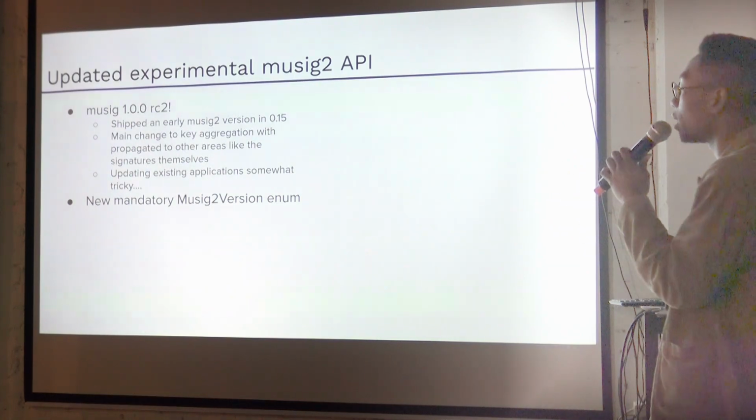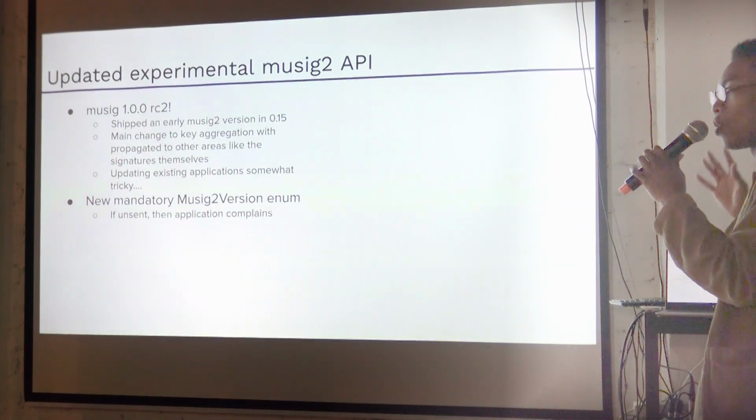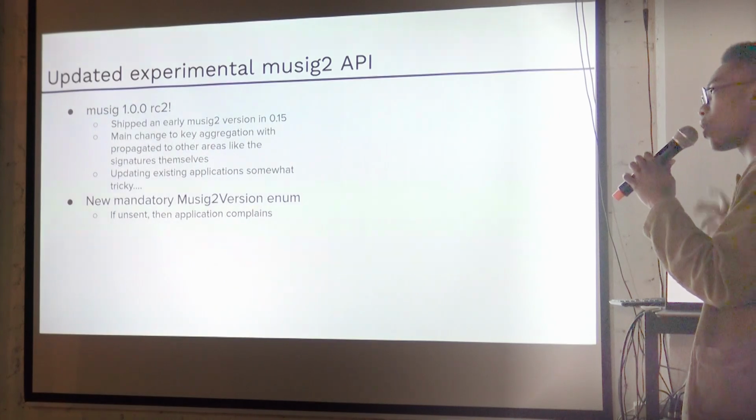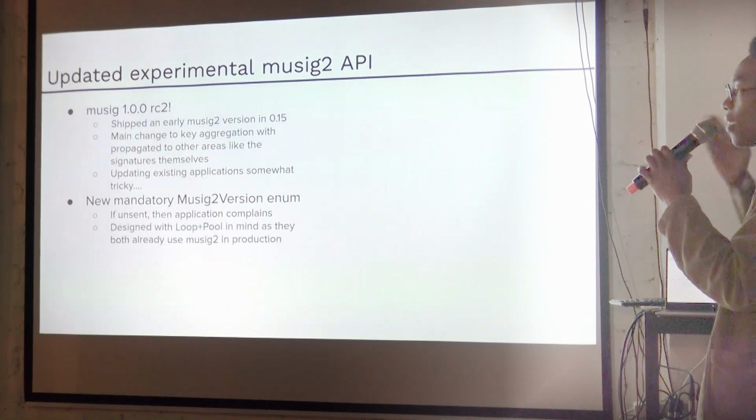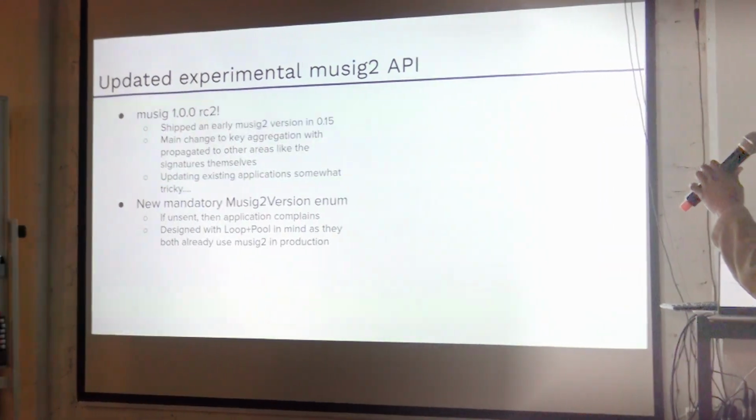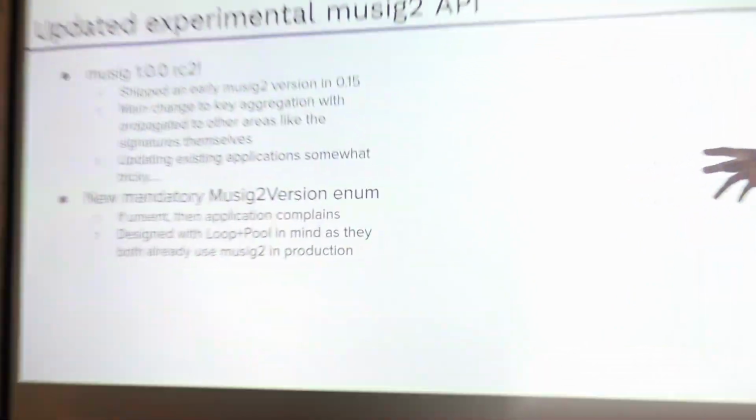There's also such that if you don't set this field, then you have an error. It's a way where we want to break it in a hard way versus do something silent, where maybe you have some invalid signature or something like that. And so we have these two products called Loop and Pool.